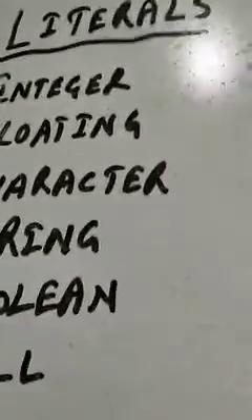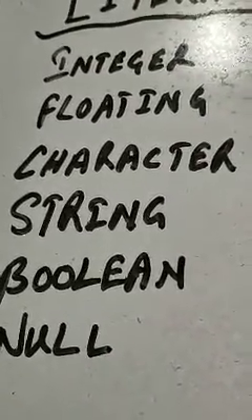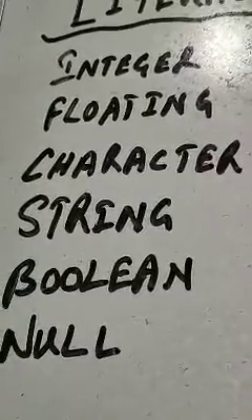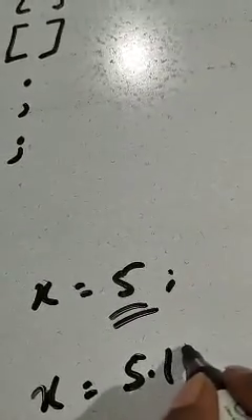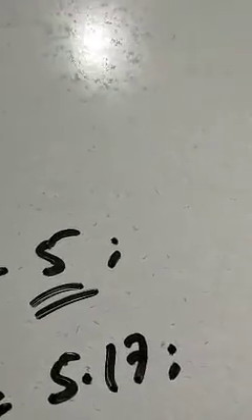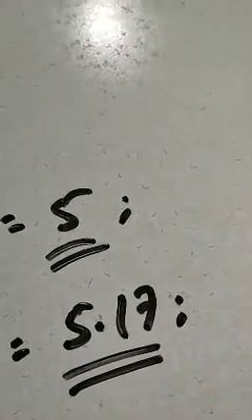And then we have floating. Floating literals are those literals which are in a fractional form, that is the real form, real numbers. For example, we have x equals 5.17. When you write 5.17, this is a fractional form. Since it is a fractional form, it is known as a floating literal. These are the examples, please remember.